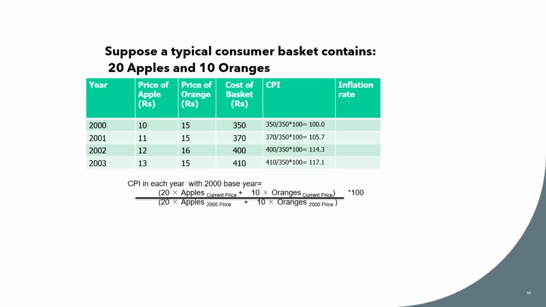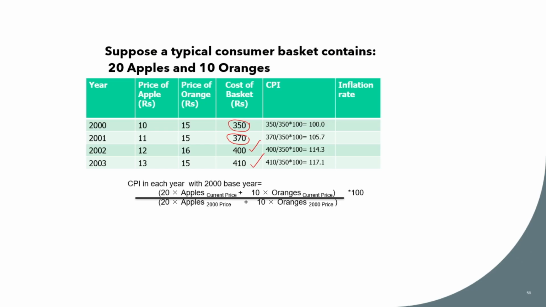So you know that in 2000, in order to buy this basket of 20 apples and 10 oranges, the consumer has to pay 350. Next year, because there is an increase in price, the cost of the basket becomes 370. Then in the subsequent year 2002 it becomes 400, and in 2003 it becomes 410. So this is the cost of buying this basket in the respective years.